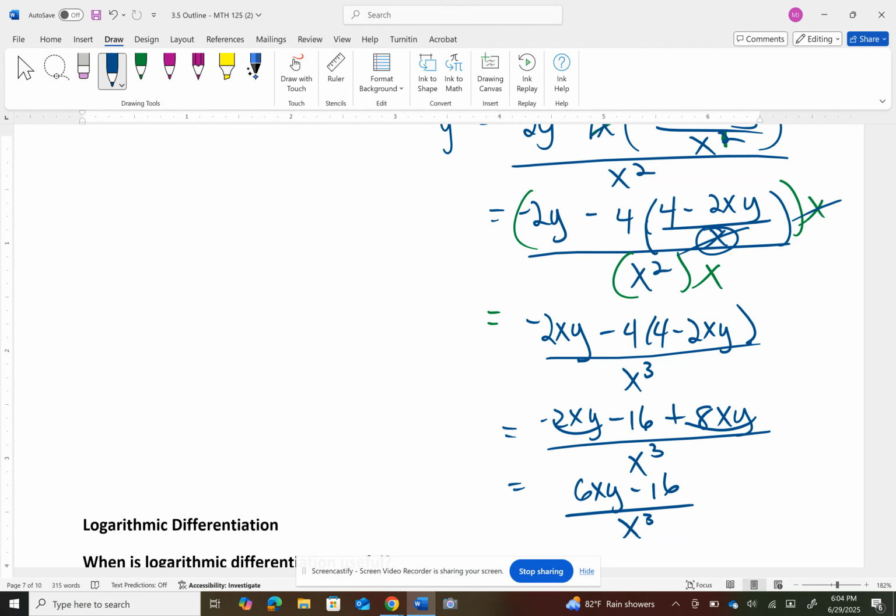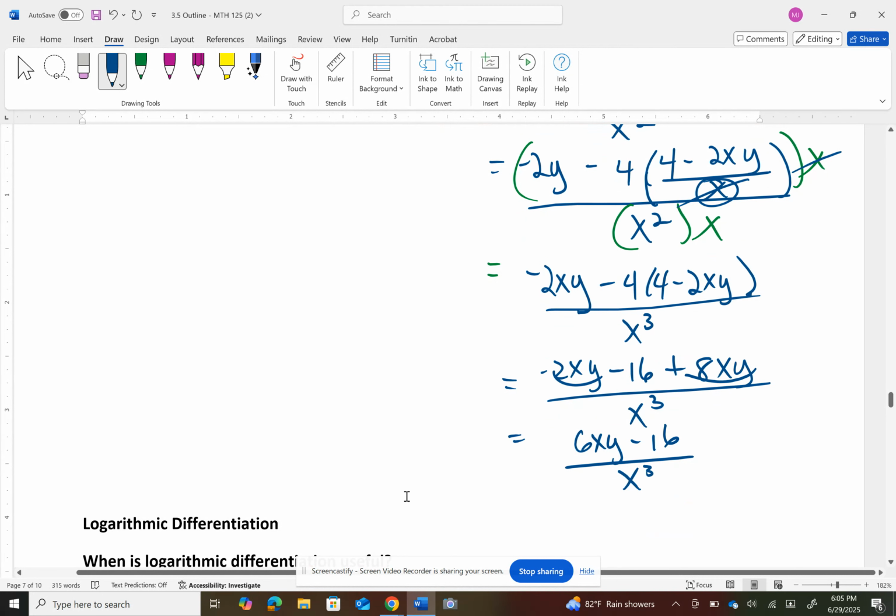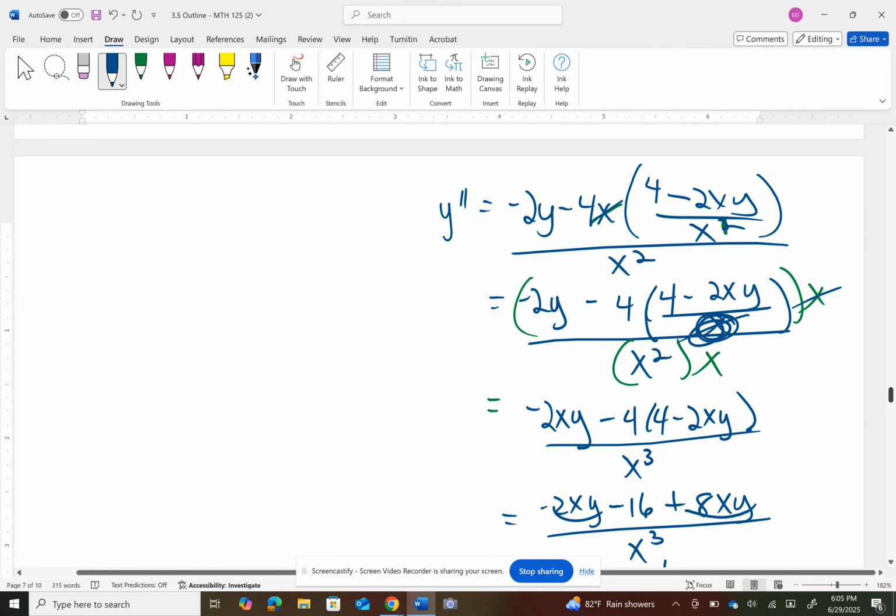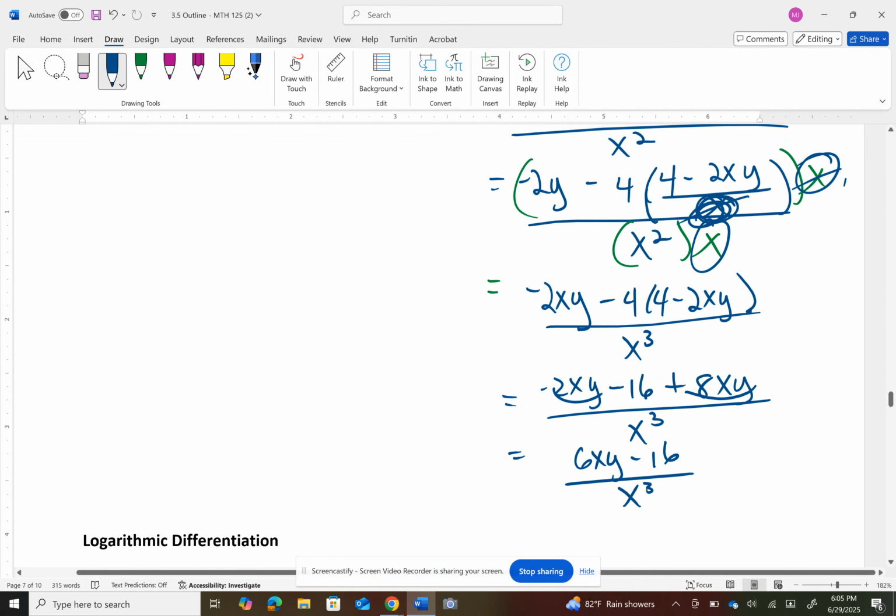So there were options on how we handled that. I just wanted to share with you how you might handle the ones where you have to do a second derivative, and this is one way to handle it. But you have to clean them up if you have complex fractions like we did here. We had that denominator of x. We had to multiply by x to get rid of it. Okay. So our final answer on that turned out to be 6xy minus 16 over x to the third. Would not be okay to leave the y prime in there.